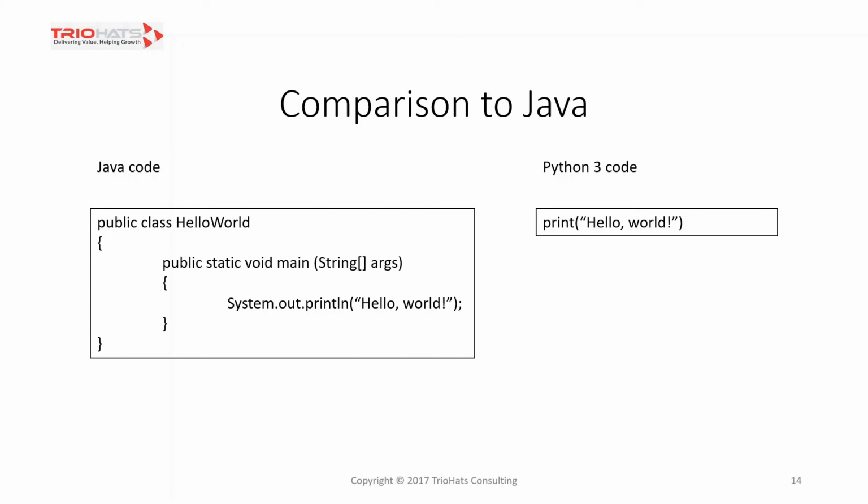Now I'll show you the basic difference or comparison between Python and Java. So this is a simple line of code to print hello world. This is the Java code, this is the Python code. In Java, you have to first define the class, then you have to define a main method, and then you can print the line. But in Python, you can simply write print and hello world inside the brackets, and that's it. Python will print the output.